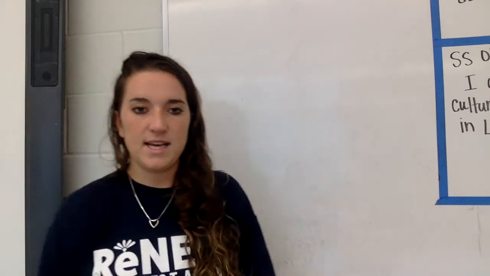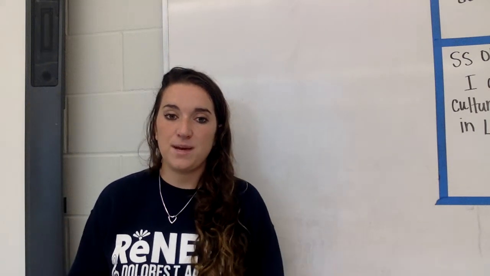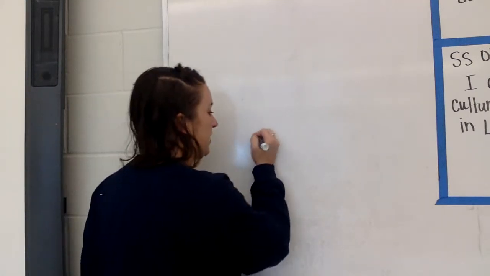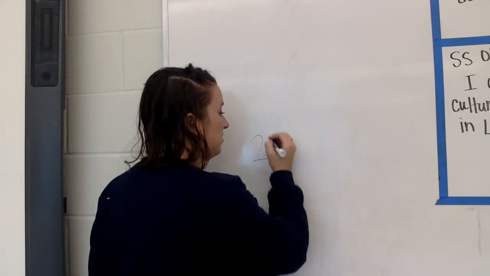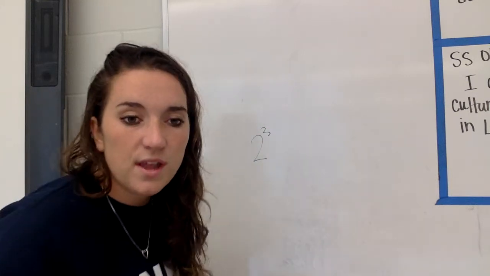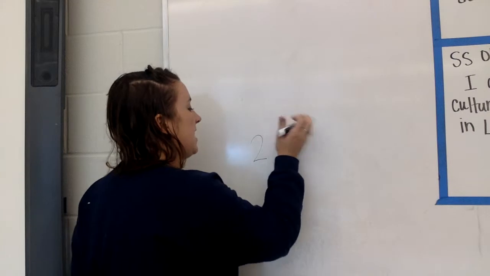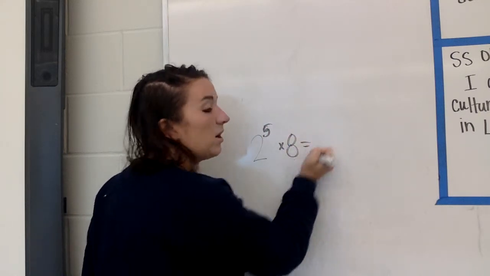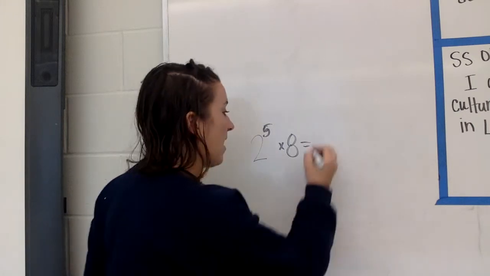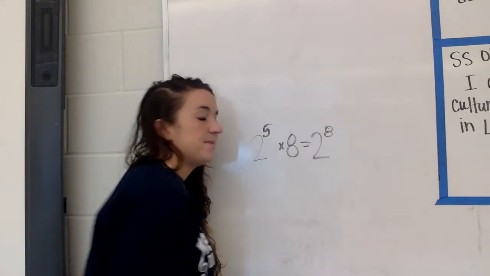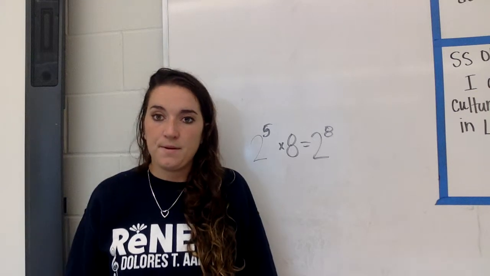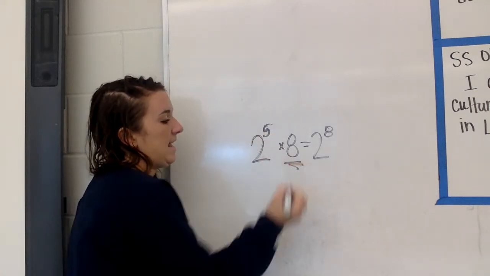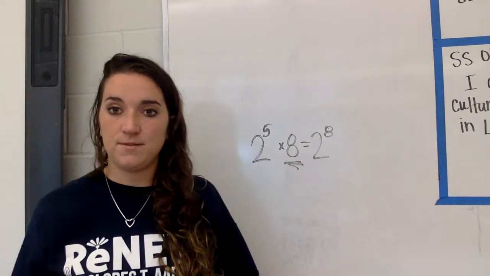All right, at the bottom of the page, you have a few questions as independent practice that are similar to this. It says rewrite the following equation so that all terms have the same base, then determine if the equation is true. So if I have 2 to the 5th power times 8 equals 2 to the 8th power, do all my terms have the same base right now? No. So which one do I need to change? I need to change my 8.